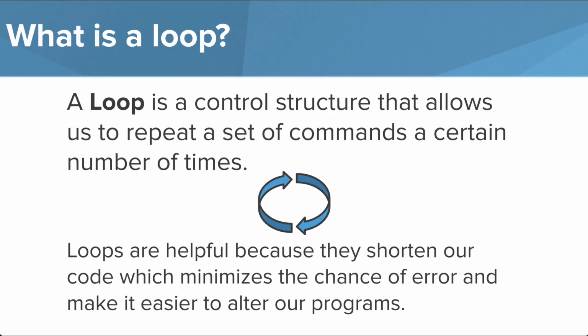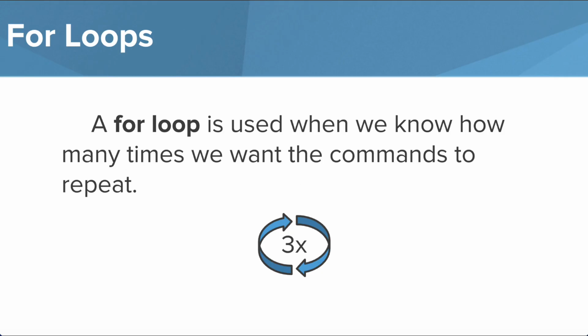There are two different types of loops that we use in different situations. In this lesson, we'll look at for loops. We use a for loop when we know the amount of times we want to repeat the commands. For example, we could repeat commands 3 times. A loop is like brushing your teeth every day, the same steps repeated.